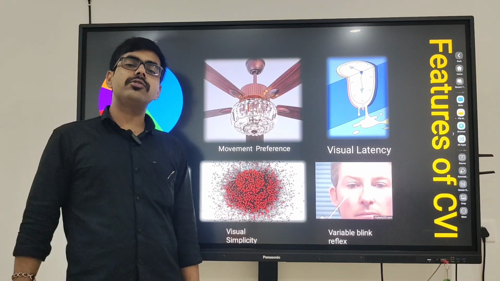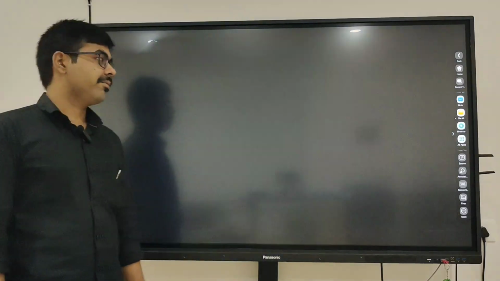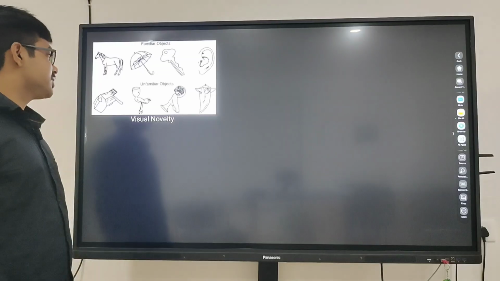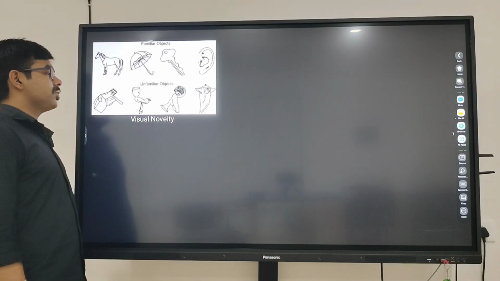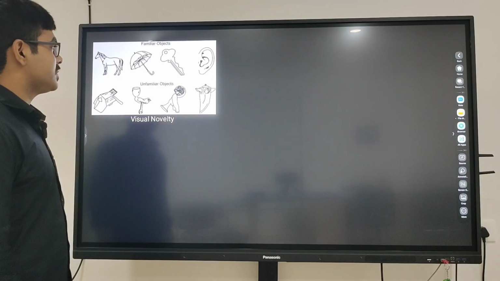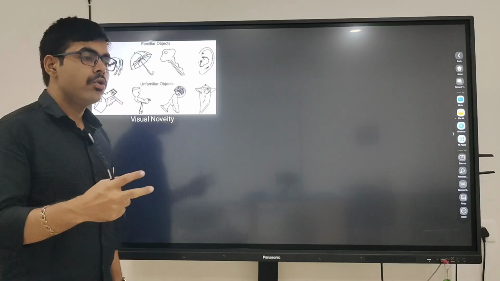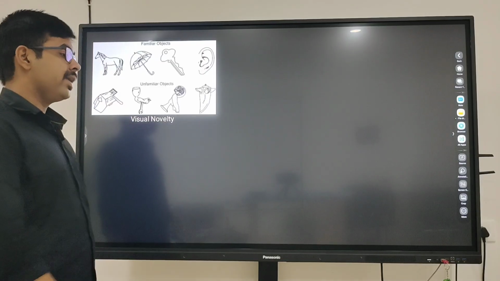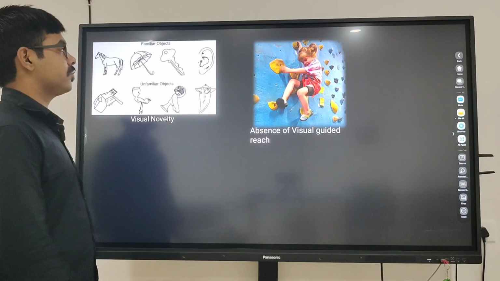But in case of cerebral visual impairment, there will be variability because they are not able to process the threat. Visual novelty means whenever the familiar target is there, the child will see. If any new toy is coming into his area, then the child will try to avoid looking at that target.